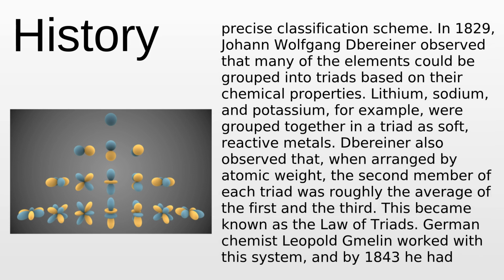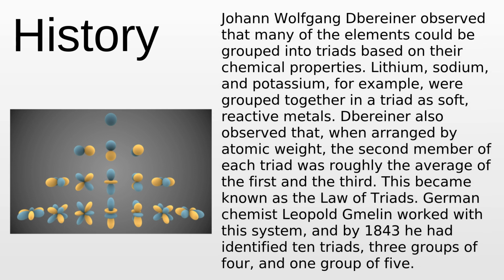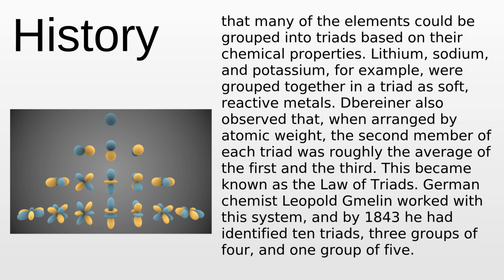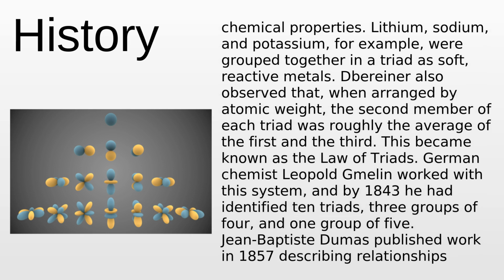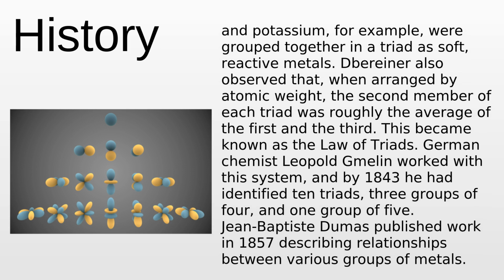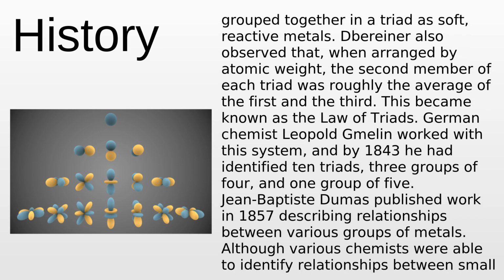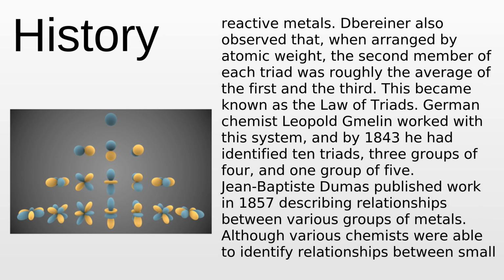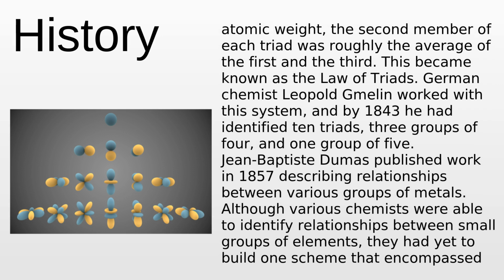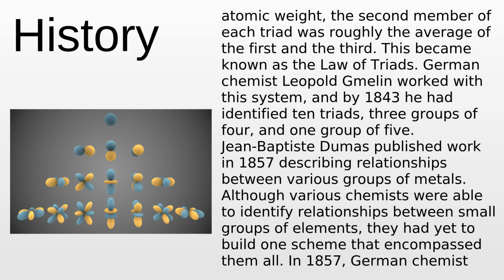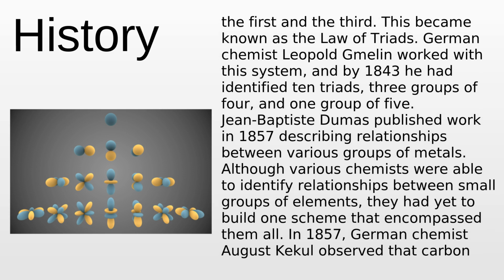In 1829, Johann Wolfgang Döbereiner observed that many of the elements could be grouped into triads based on their chemical properties. Lithium, sodium, and potassium, for example, were grouped together in a triad as soft, reactive metals. Döbereiner also observed that, when arranged by atomic weight, the second member of each triad was roughly the average of the first and the third. This became known as the law of triads.